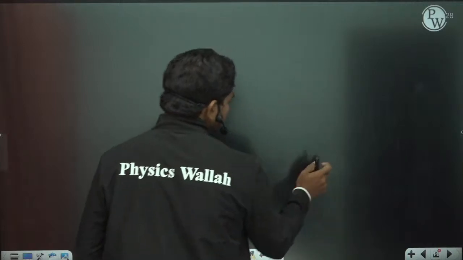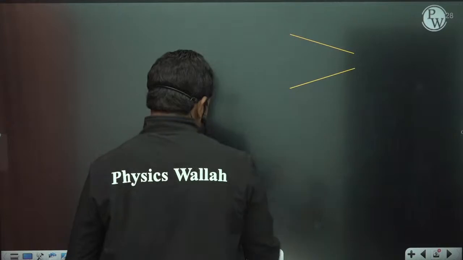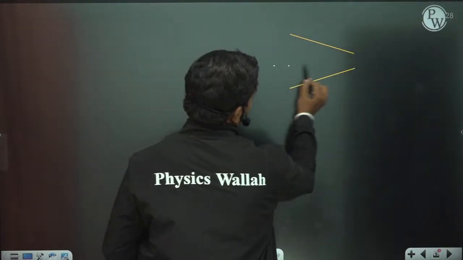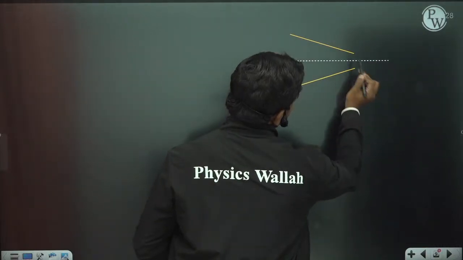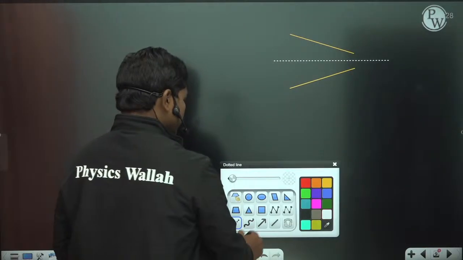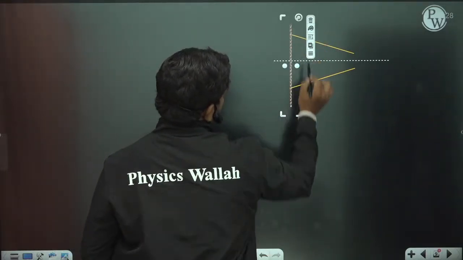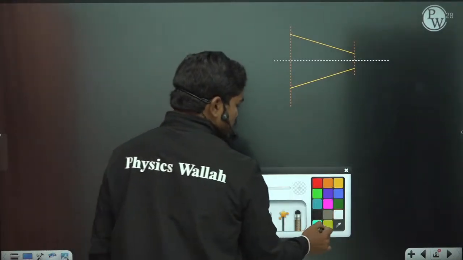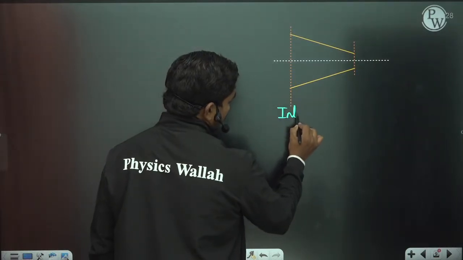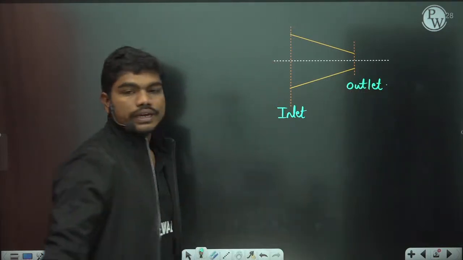So what they are telling you is, you have a nozzle like this. So this is some nozzle, and obviously this nozzle has some axis like this. Whenever this nozzle has some axis, then this is the inlet section, and this is the outlet. So inlet and outlet.